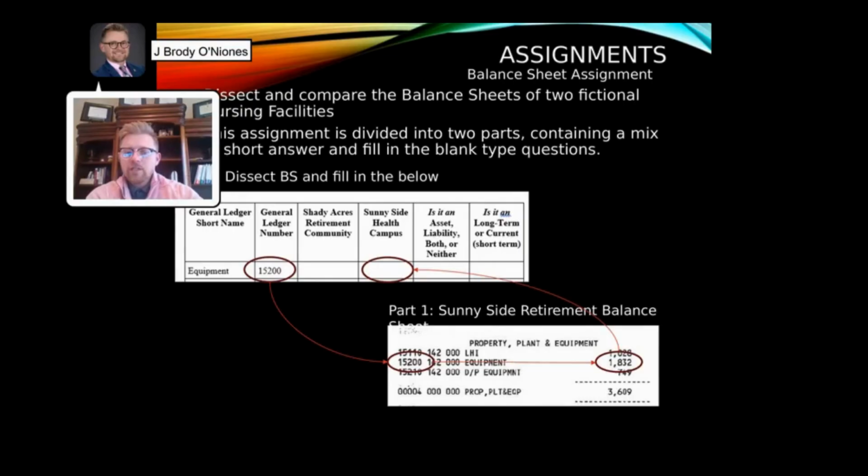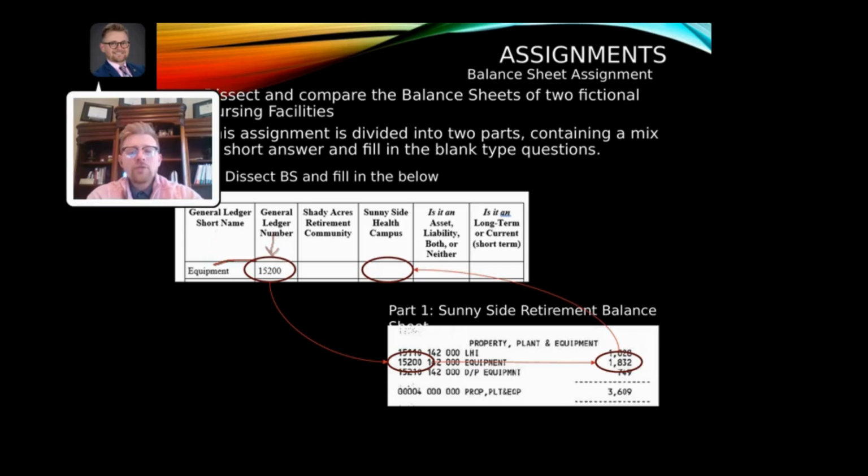All right, guys, so for the balance sheet assignment for part one, you have a table and you're going to fill in the blanks of that table. At the top up here, you're going to have basically the question. Down here, you have the general ledger short name, like equipment. And then what will be given would be the general ledger number. So the general ledger short name, like equipment, correlates to that general ledger number.